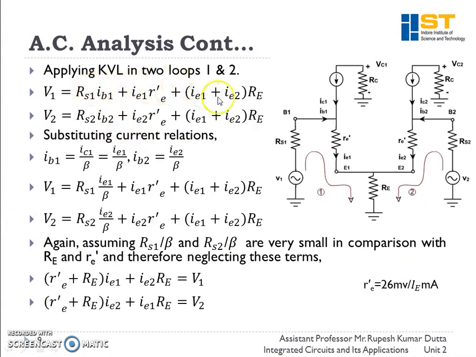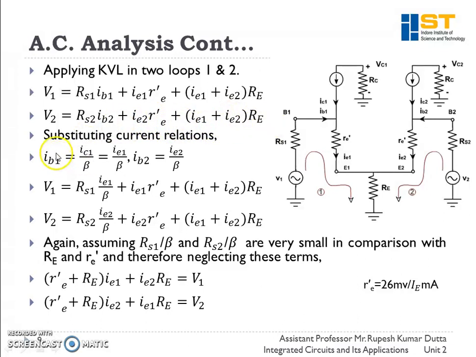Now we have to apply KVL in these two loops, first and second loop. In this loop we can get that V1 is this drop plus this drop plus this drop. So V1 is basically RS1 times IB1 plus IE1 into r'E, since IE1 current is flowing here, plus this drop. This drop is (IE1 plus IE2) times RE, since these two currents are flowing through this resistance. Similarly, we can get the KVL equation in this loop also. So we get V2 equals RS2 IB2 plus IE2 r'E plus (IE1 plus IE2) RE.